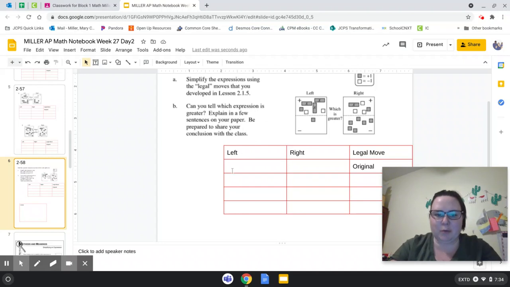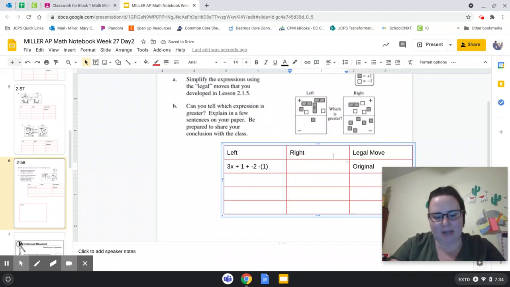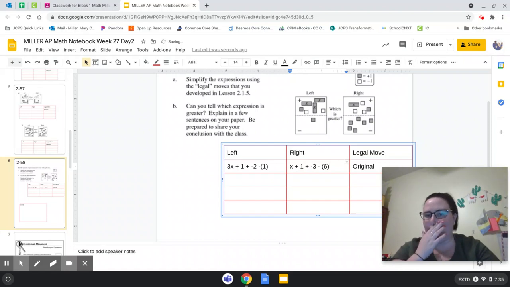So on the left, we have 3x's plus 1 plus a -2. Then the opposite on the outside of the parentheses of everything that's on the bottom, which is just a +1 on the left side. Then on the right side, we have x plus 1 plus -3. And then the opposite of everything in the bottom, which is 2, 4, 6. Opposite, not equals. The opposite of +6.